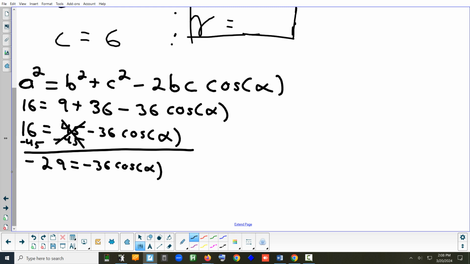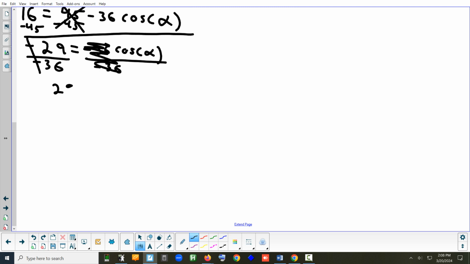Okay, next up. Divide by negative 36. That's gone. And what happens on the left side? Cancel out the negatives. Yep. And don't worry about 29 over 36, just leave that. But what do you do now? Take the inverse of cosine on each side.